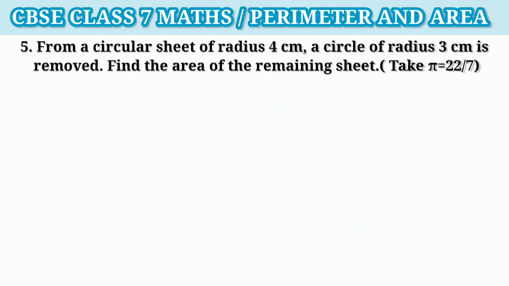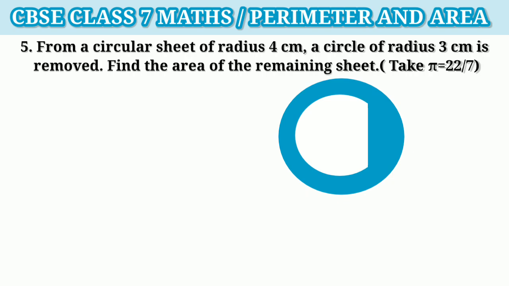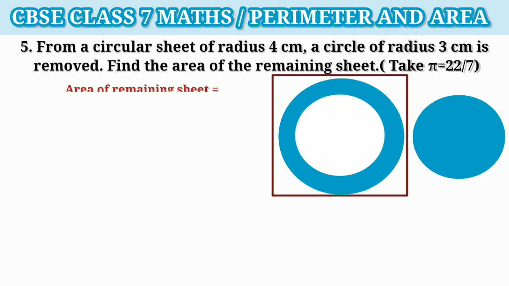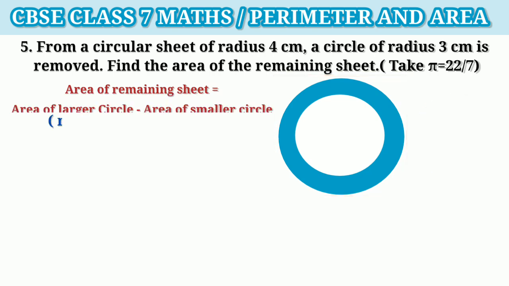Let us see what we have in the fifth question. From a circular sheet of radius 4 cm, a circle of radius 3 cm is removed. Find the area of the remaining sheet. Area of remaining sheet will be equal to area of the larger circle with radius 4 cm minus area of the smaller circle with radius 3 cm. That means if we subtract the area of the smaller circle from the larger circle, we will get the area of the remaining sheet.